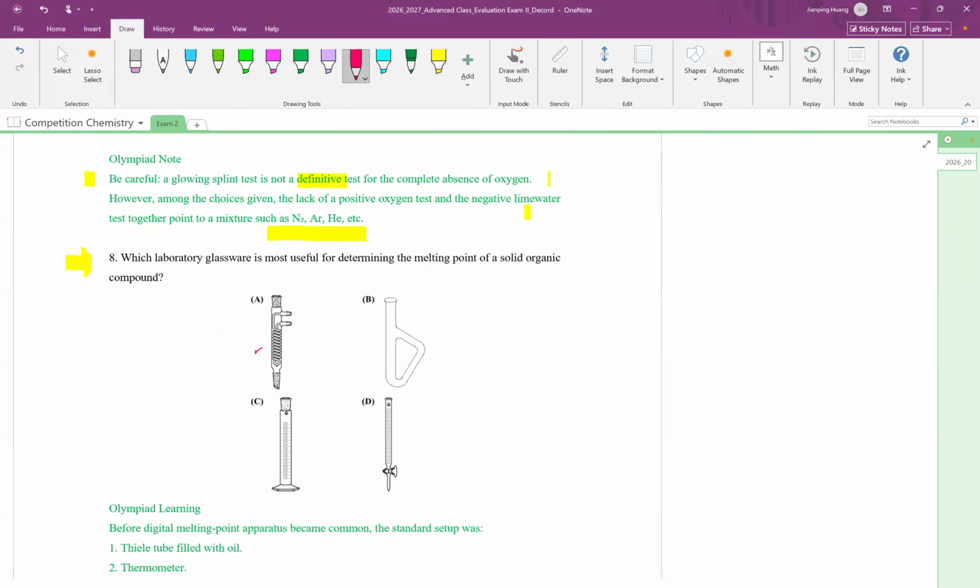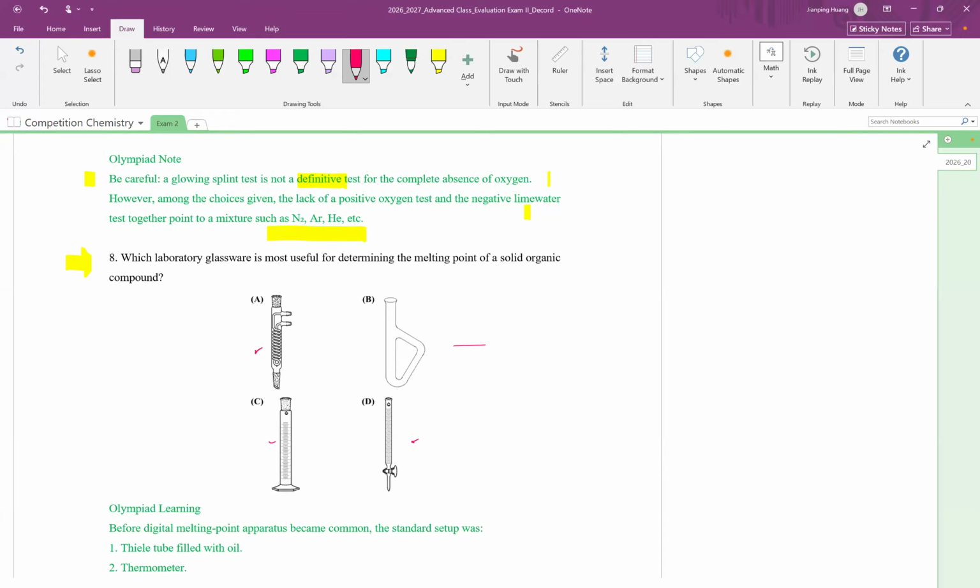That is a condenser. This one is a condenser for the chemical reaction, refluxing, or distillation, we are going to use it. What's this? That one is a graduated cylinder, for measuring. What's this? That one is a burette, for titration, measuring.